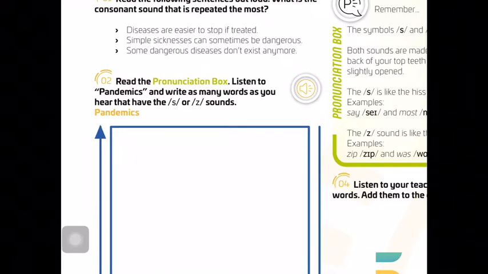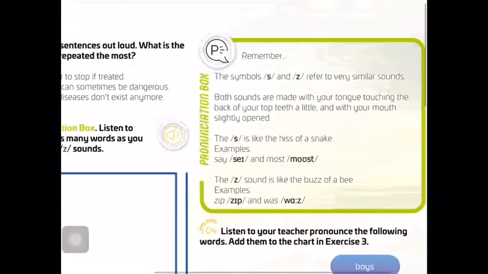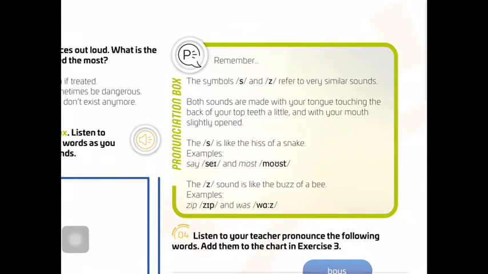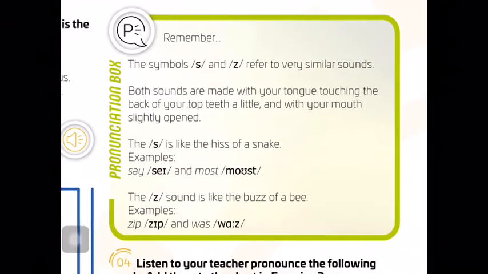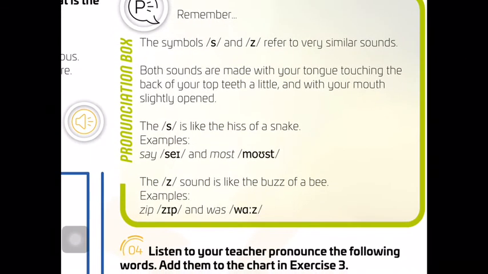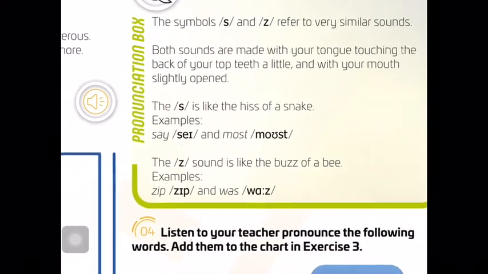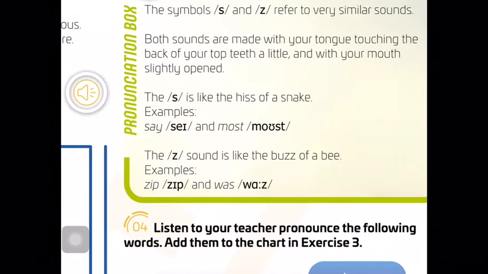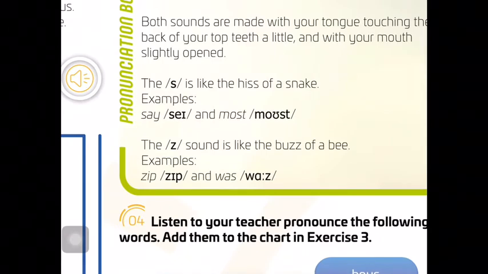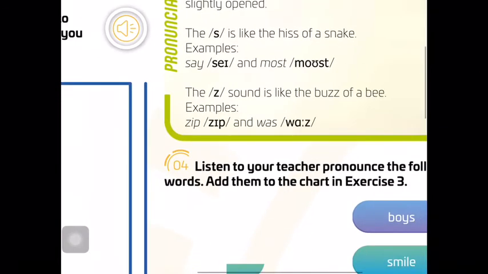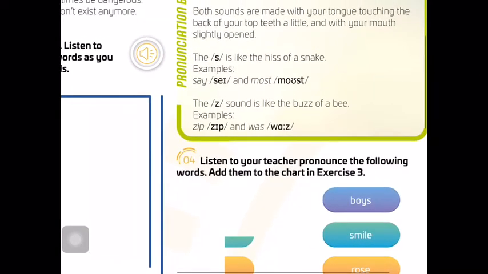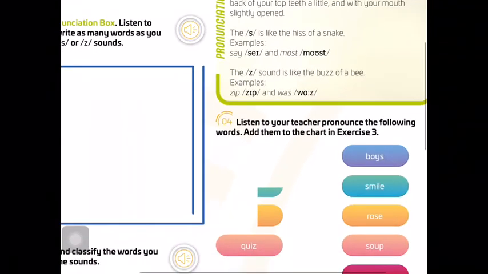S or Z sounds. Okay? So, look at the pronunciation box. You have the explanation here. They refer to similar sounds, but they are similar but not the same. Okay? S is like the hiss of a snake. Say, most. And Z sounds like the buzz of a bee. Zip, was. Okay, this is like a Z, like a buzz, the buzzing of a bee.